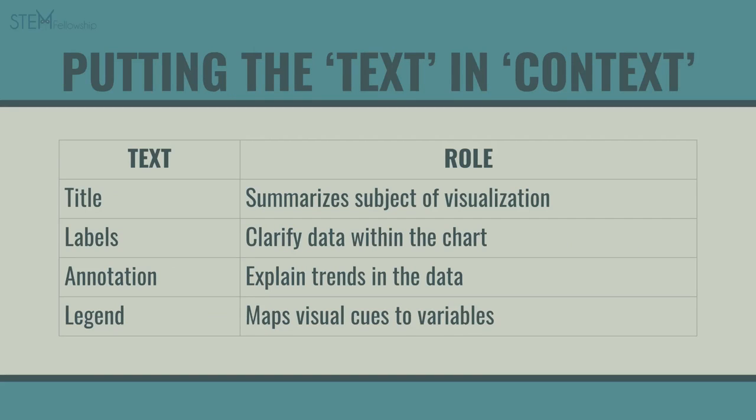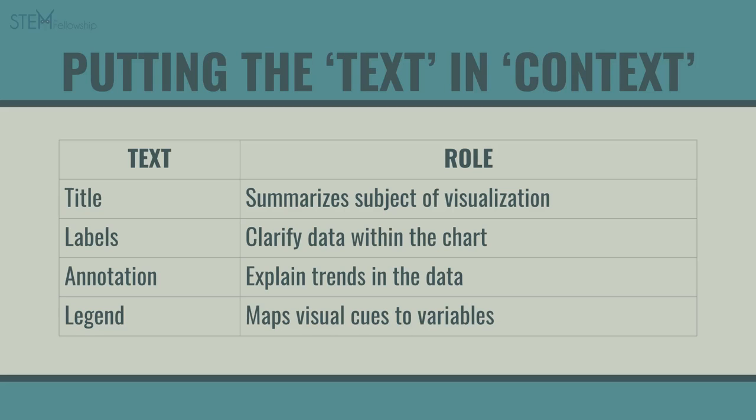Text is the second visual cue and plays a huge role in providing the key clues our viewers use to understand our visualization. In short, it helps you in making sure that your visualization is killer and not filler. Here's a table showing what kind of context text can provide.